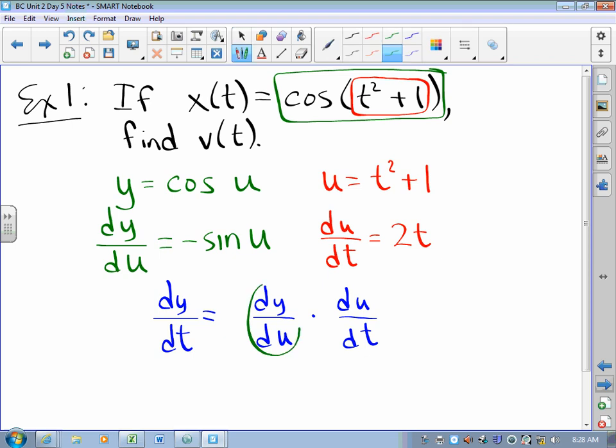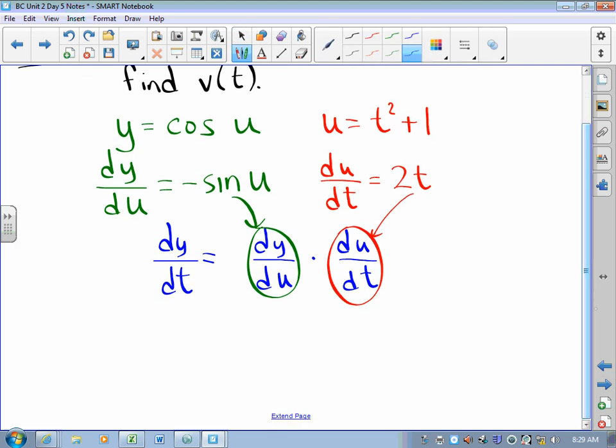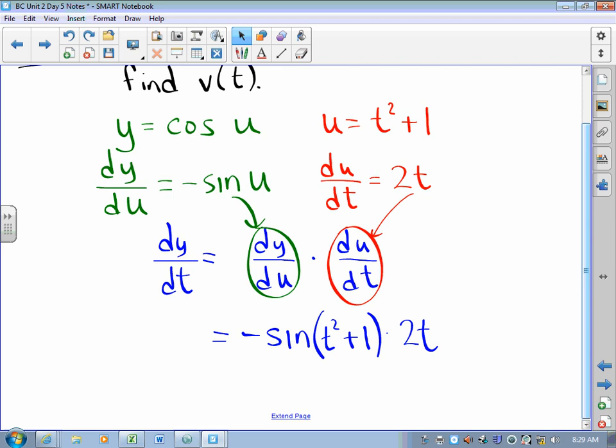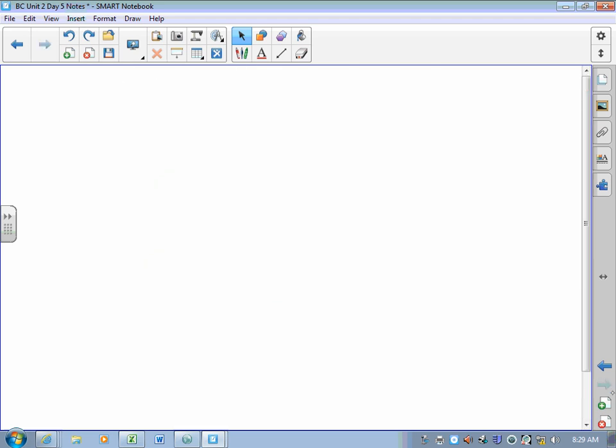which means this thing gets replaced by that, and this thing gets replaced by that, and so I have negative sine, I can't write u, I will write instead what u is, times du dt. That's how the chain rule works. We take the derivative of the outermost function, evaluate at the innermost function, times the derivative of the innermost function. So what's that mean?